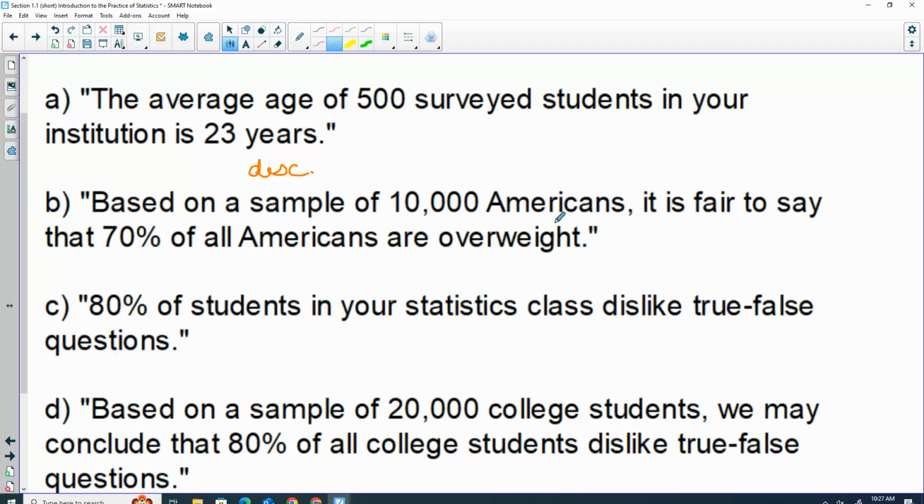Based on a sample of 10,000 Americans, it is fair to say that 70% of all Americans are overweight. Inferential. I'm trying to apply this to all Americans, but I didn't talk to all Americans. So that's inferential. Trying to make a guess.